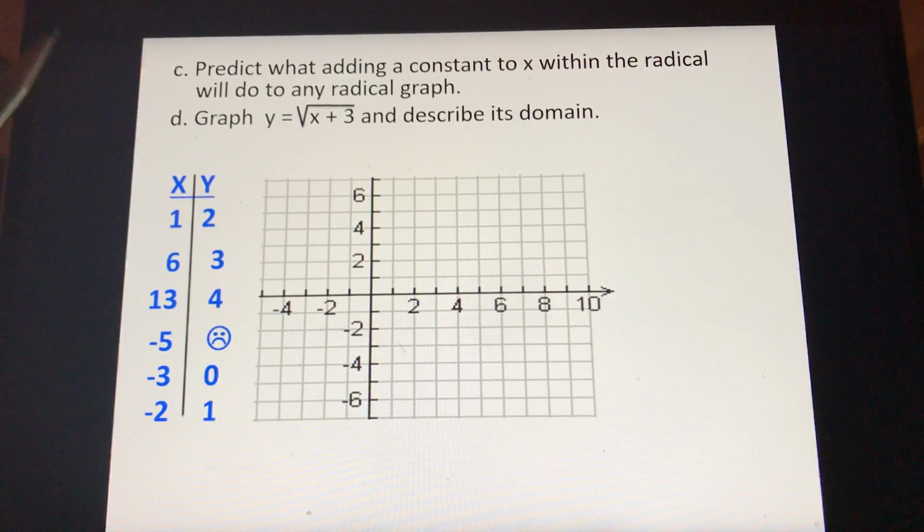Now I'll go ahead and plot these points while my dog's drinking water. One dog's drinking water, one dog's eating its dinner. You probably hear all these crazy background noises. Sorry, guys. It's a house full of animals.